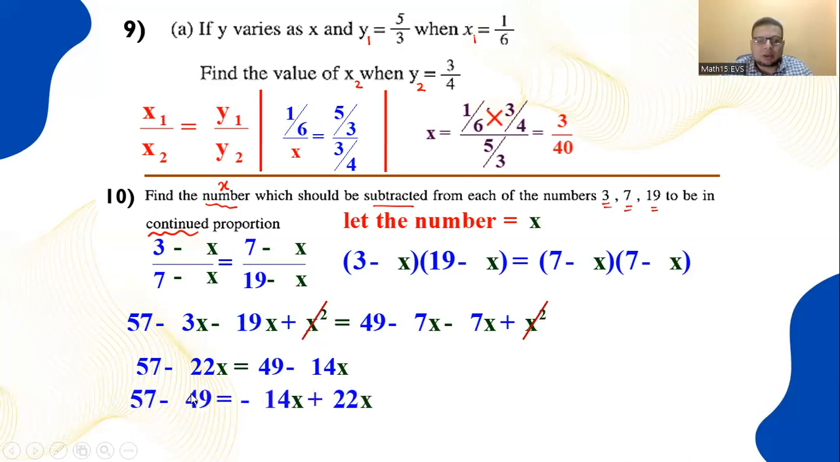So you will get 57 and 49 by negative, and the negative 14x moves to the other side by positive. So 57 minus 49 is 8, and negative 22x plus 14x will be negative 8x. So 8x equals 8, then x equals 8 divided by 8, which is 1.